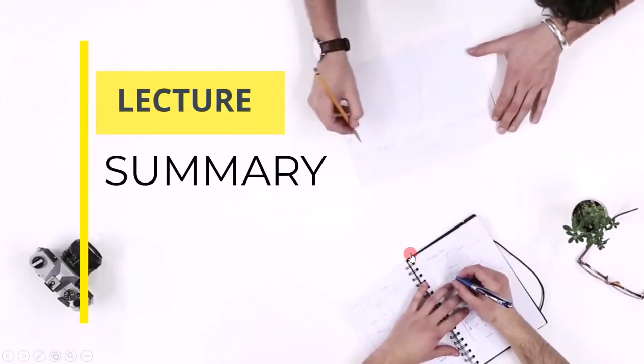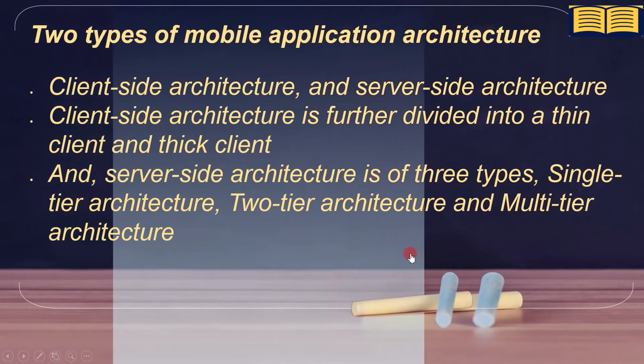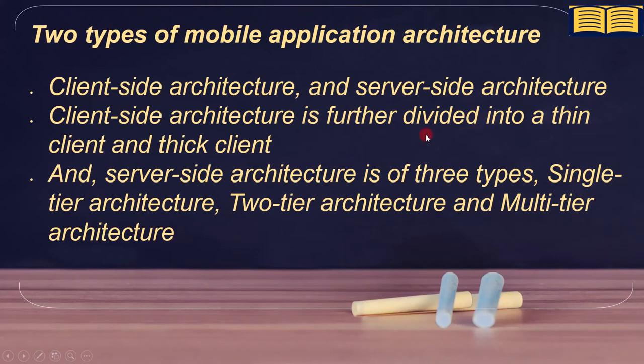Now let's summarize all the points. In this lecture, we covered 2 types of mobile application architecture, client-side architecture and server-side architecture. Client-side architecture is further divided into a thin client and thick client. And server-side architecture is of 3 types, single-tier architecture, 2-tier architecture, and multi-tier architecture.